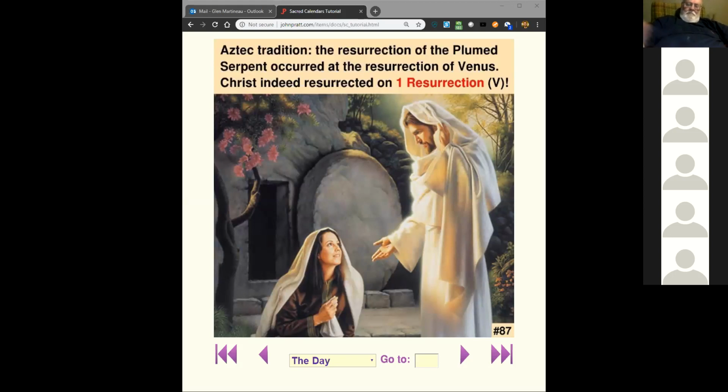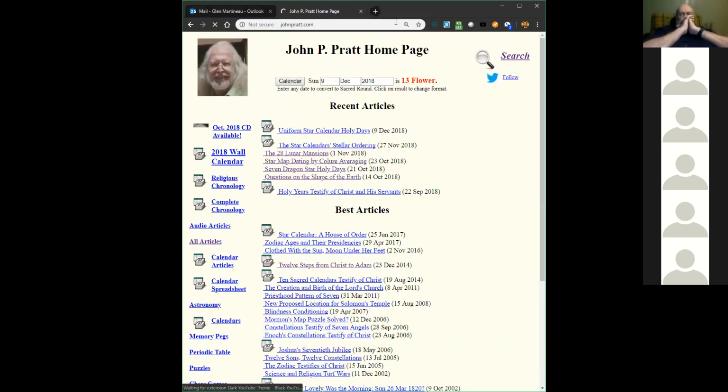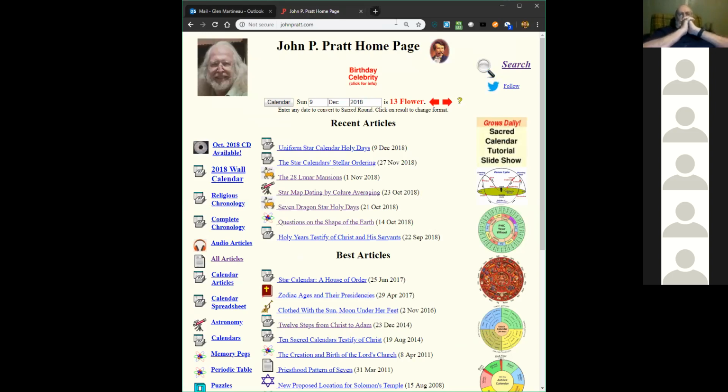The paper that came out on November 27th was the final arrangement of the stars, and the one today is saying what are the holy days, and there's really a lot of holy days on the star calendar. We'll do that later. Oh yeah, if you want to click on that, click on the top article, Uniform Star Calendar Holy Days, and scroll.